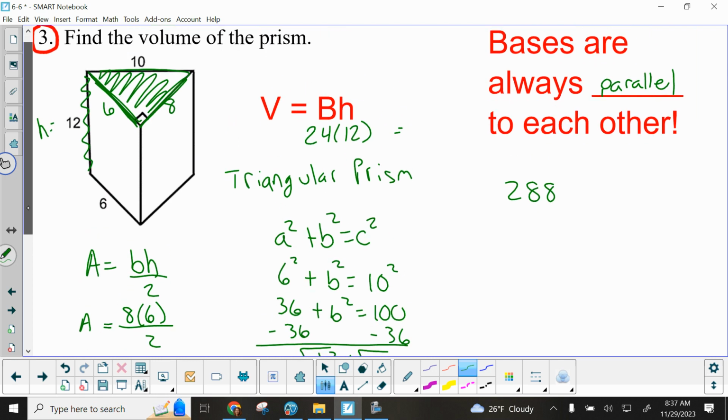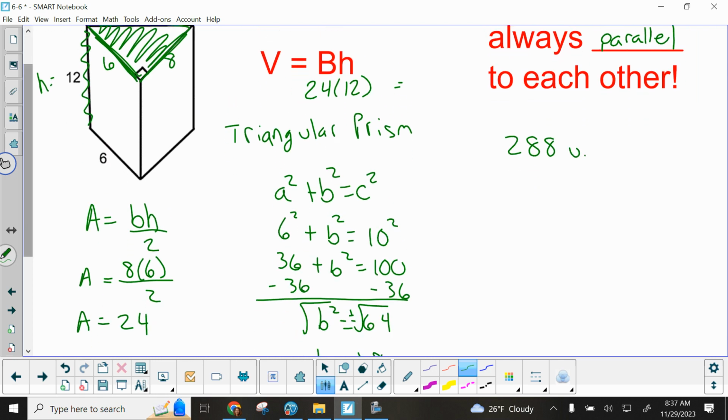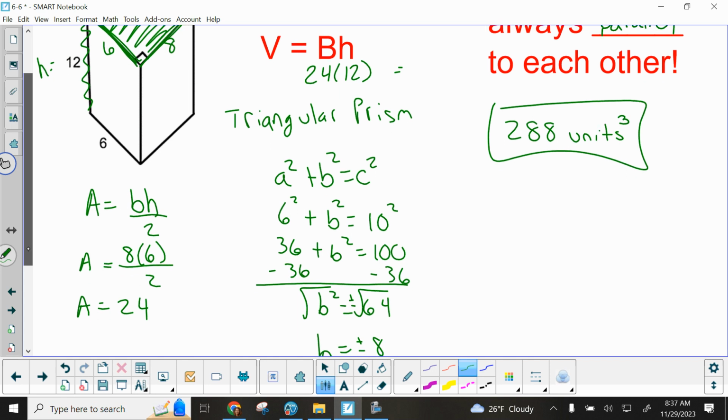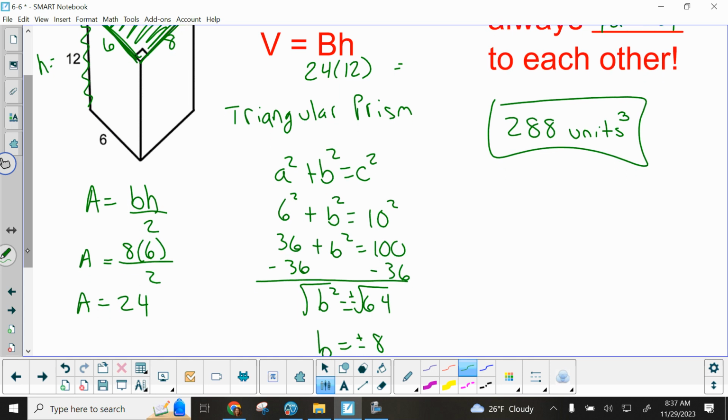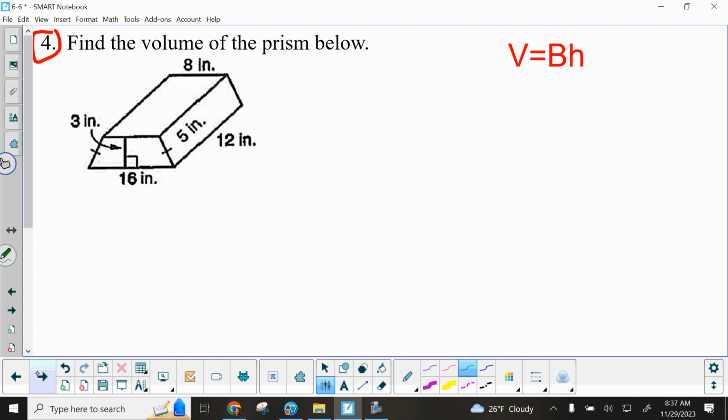And it doesn't give me any units, so I'm just going to write units cubed. And that's how I do it for all the prisms. Find that base area and then multiply by the height. So I can throw any type of prism at you now. Find the volume of this prism below. Take a moment, think about what type of prism it is.